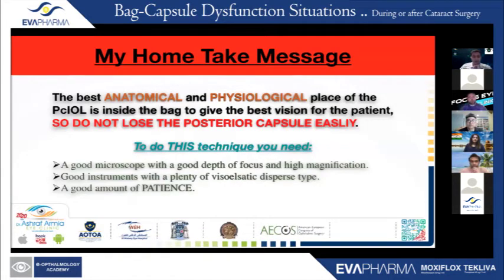So my take-home message is the best anatomical and physiological place of a posterior chamber IOL is inside the bag to give the best vision for the patient. So do not lose your posterior capsule easily. To do this technique, you need a good microscope with a good depth of focus and high magnification, good instruments with plenty of viscoelastic of the dispersive type, and a good amount of patience.